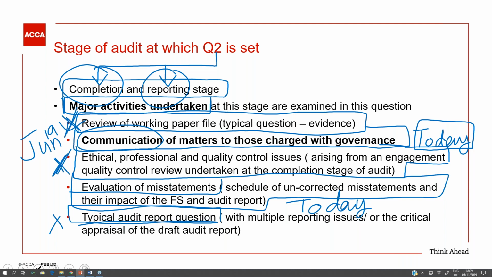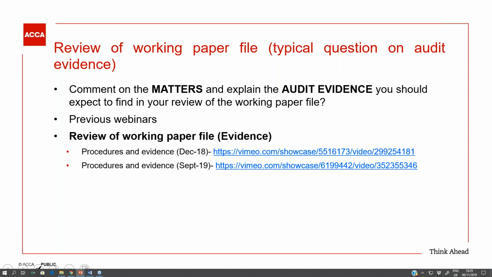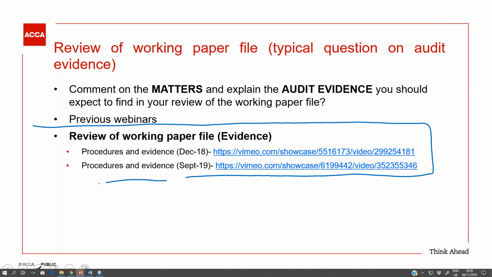Now, review of the working paper file is one of the activities which do take place at the completion stage. I just mentioned that. And in my previous webinars, you can see here, I have covered them. I've given you two links of my previous webinars, and you can explore these two links to watch them and be very effectively prepared on evidence. So if a typical question comes on review of the working paper file and the evidence you should be writing in the working paper file, I've covered this question multiple times in my previous webinar.